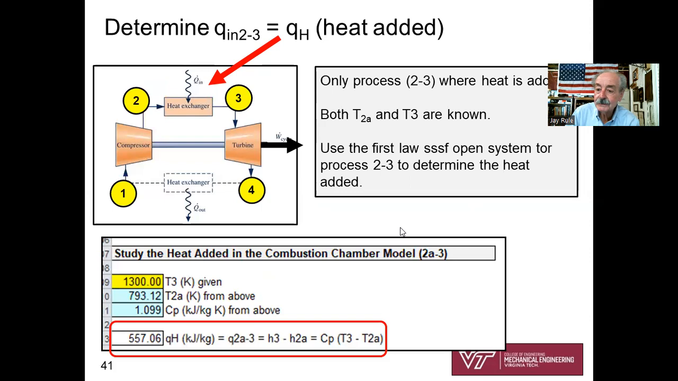Okay. Next is the heat addition analysis. We're going to use the first law. Simple as this. T3 was given. T2 actual we just found. Cp, we've already written it down. So straight application of the first law: QH is 557.06 kilojoules per kilogram, Cp delta T.